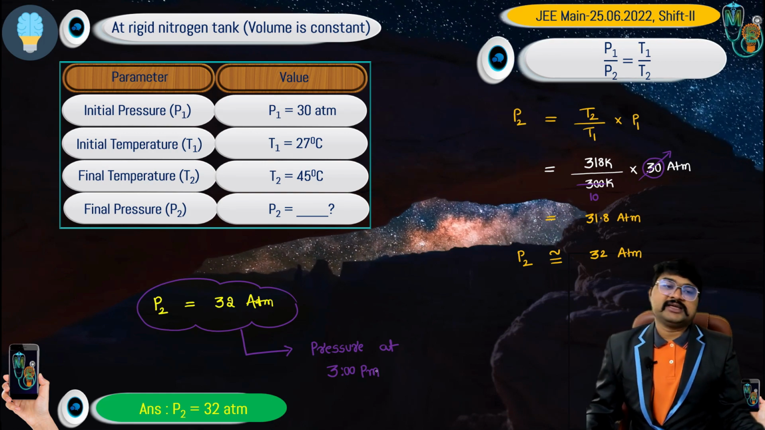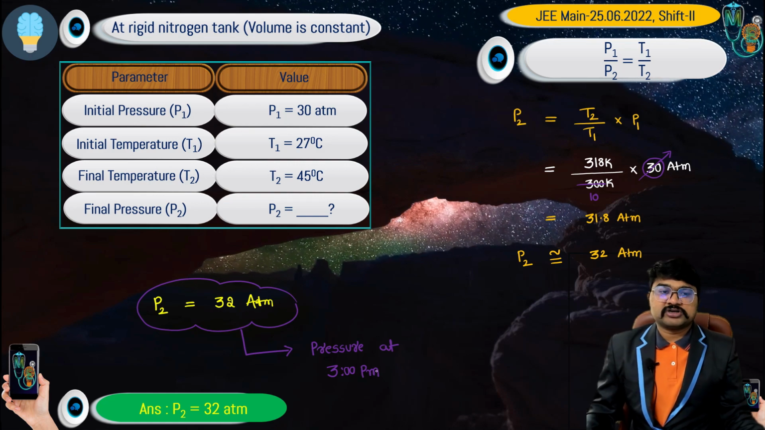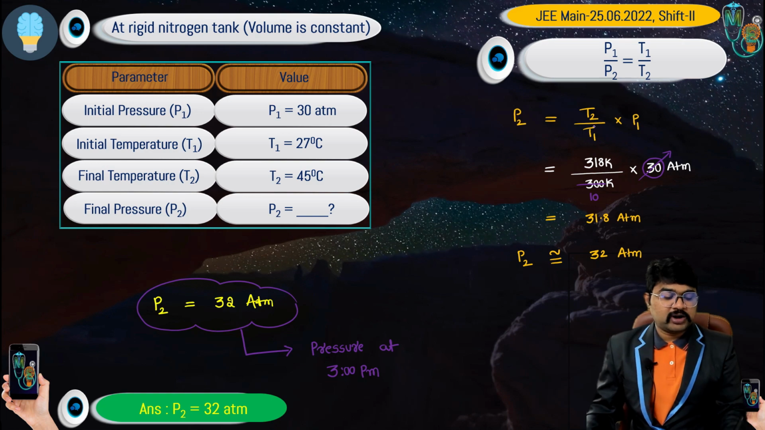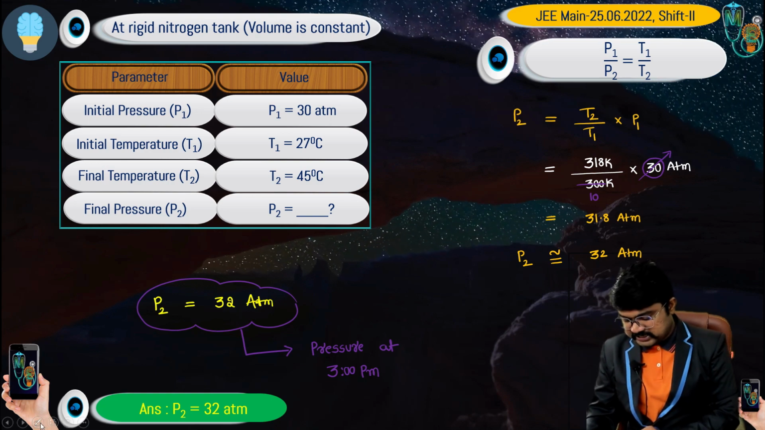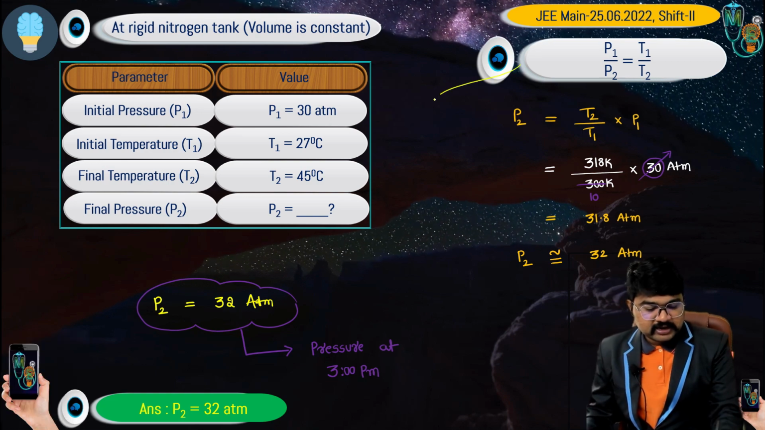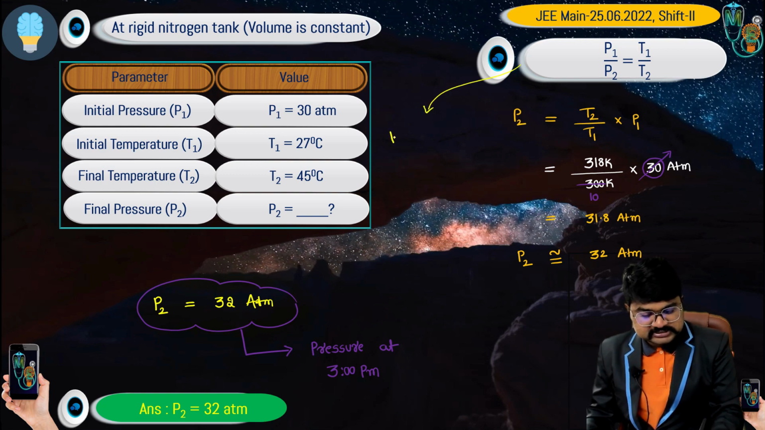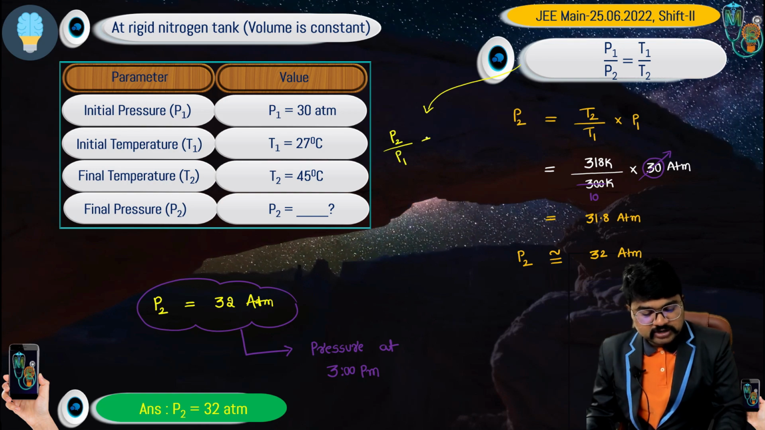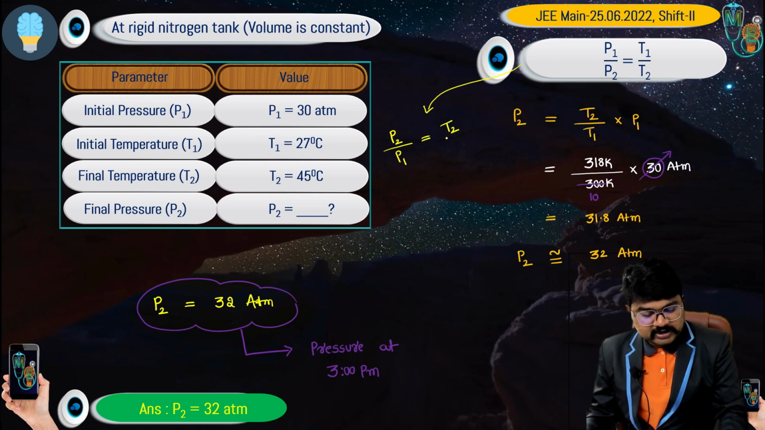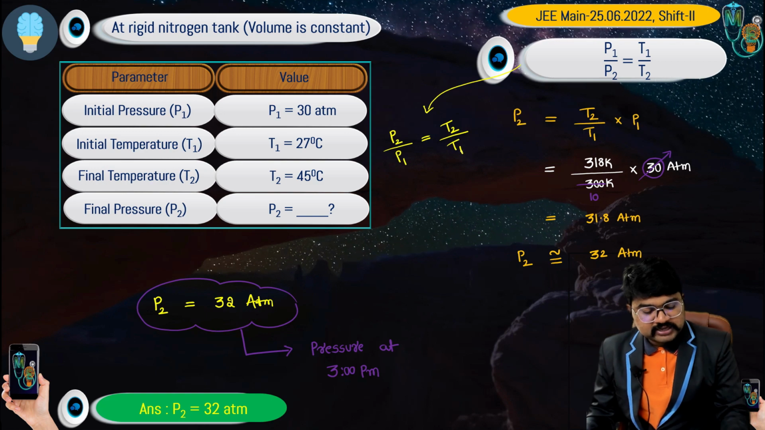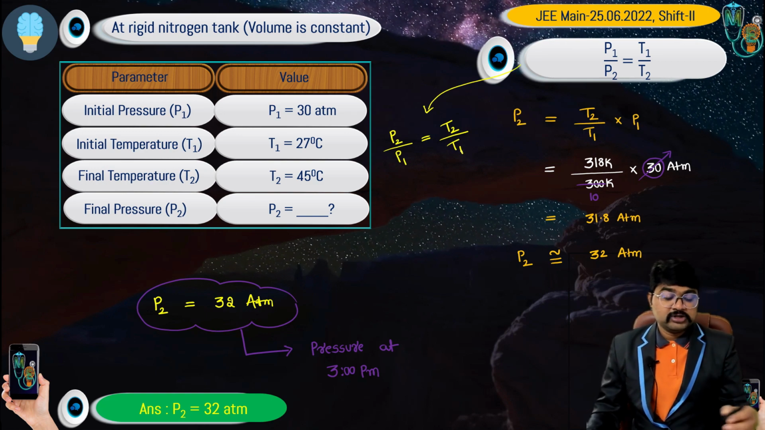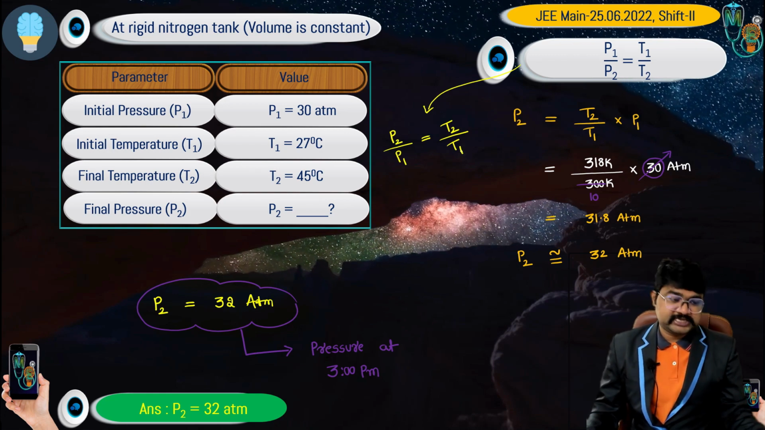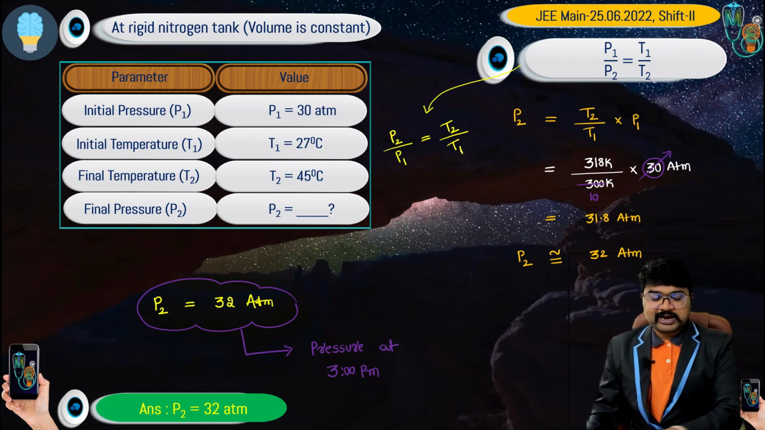So a rigid tank is given, that means volume is constant. You can directly apply the proportionality. You can write this as P2 by P1 equal to T2 by T1. But the only thing you need to remember is that these two temperatures must be from the absolute thermodynamic scale. Don't forget to convert them.